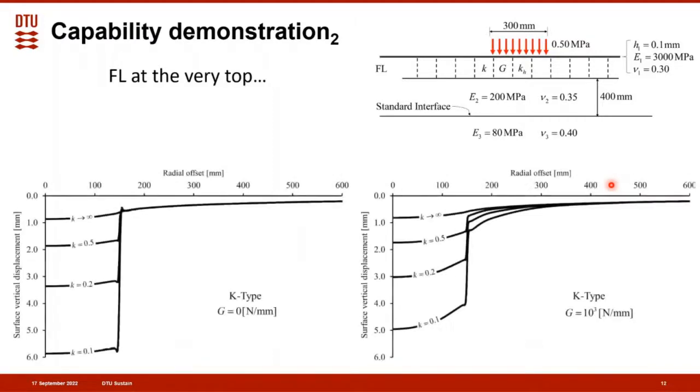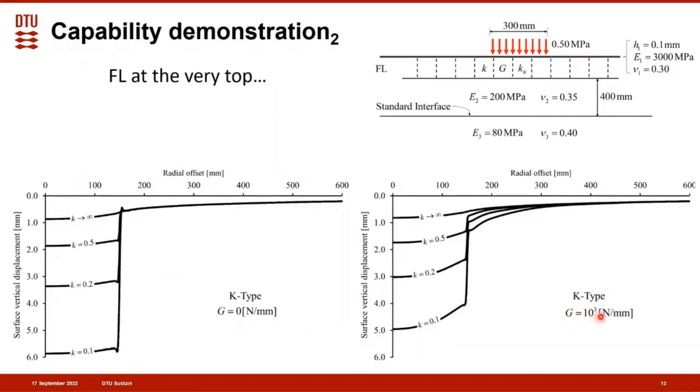In this case, I'm showing the results for a K-type fragmented layer formulation. Here on the left, you can see the deflection at the surface when G is 0. And this is again representing a layer system that has on top a Winkler spring bed, and the load is applied directly to the Winkler spring bed. This is how you can see the discontinuity in the deflection. And again, different curves here indicate different K values in units of megapascal per millimeter.